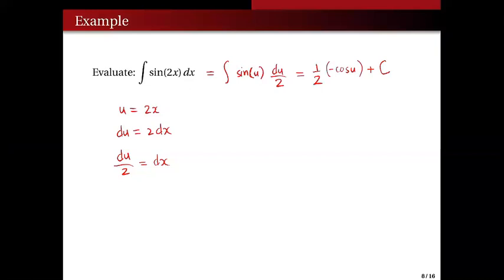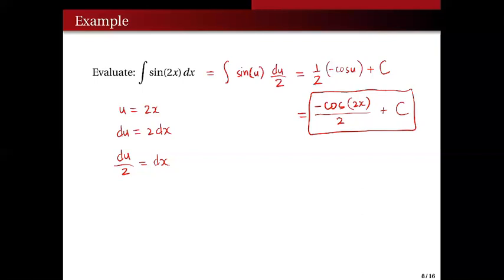And if we bring back the original variable x, we will have negative cosine 2x over 2 plus the arbitrary constant c. So this is now the integral. It's not just cosine 2x. We have that denominator too. And it appeared because of the chain rule.